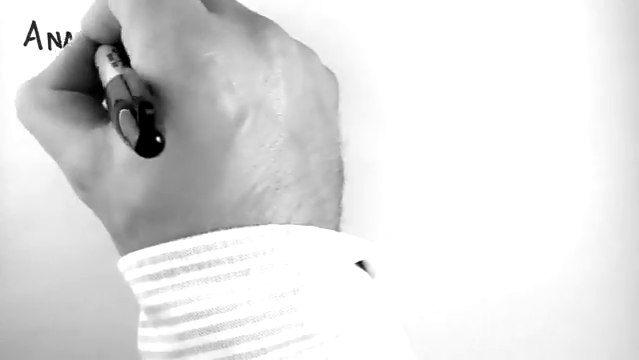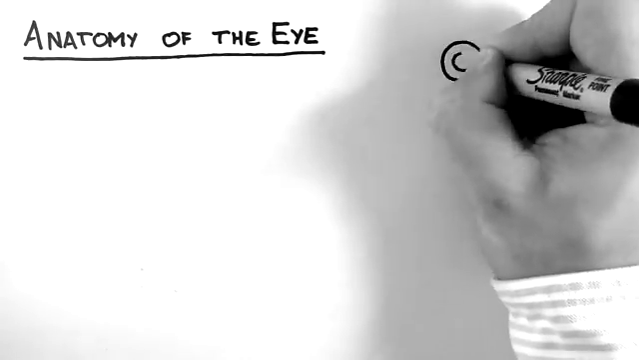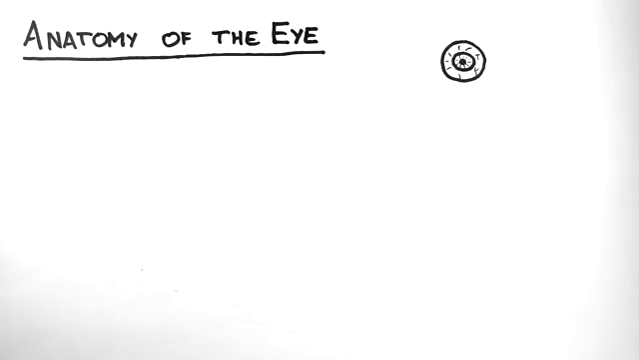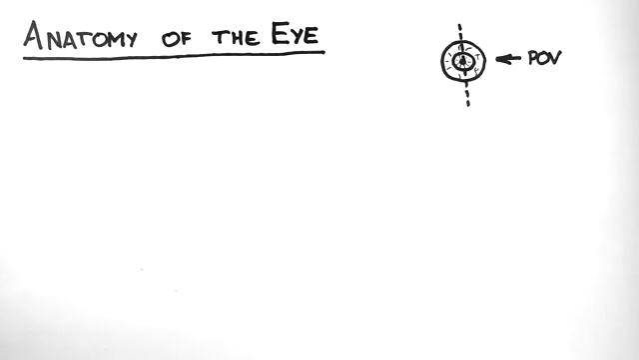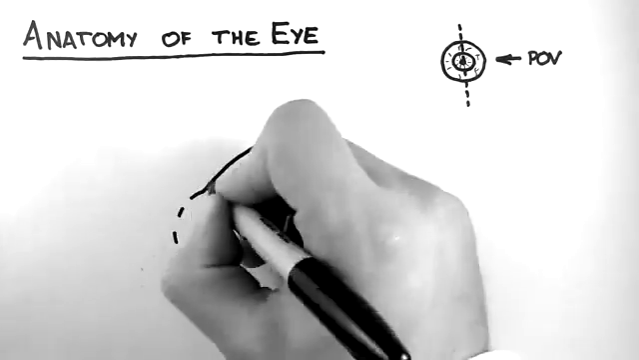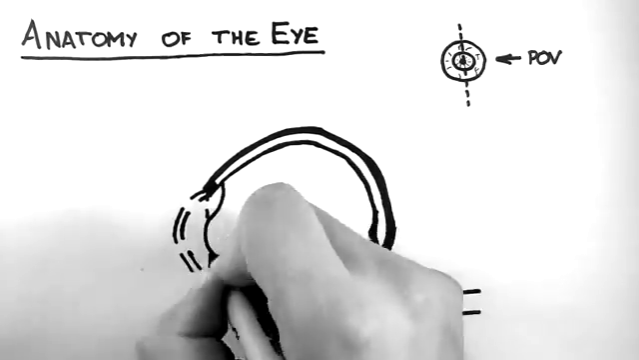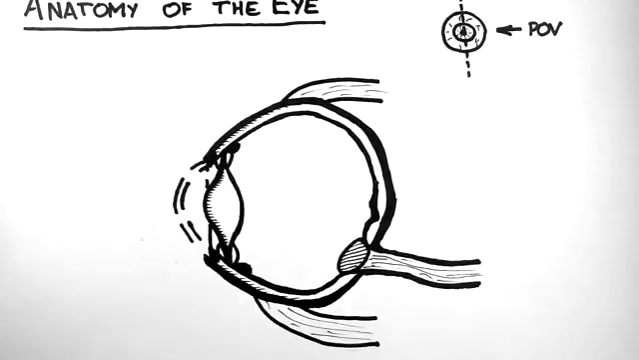Hi, in this video I'm going to discuss the anatomy of the eye. So to illustrate this, I'm going to draw the eye in cross-section, splitting it down here, and our point of view will be from here. So let me just draw it quickly. The eye kind of looks like this, and I'll start by labeling some of the major features.